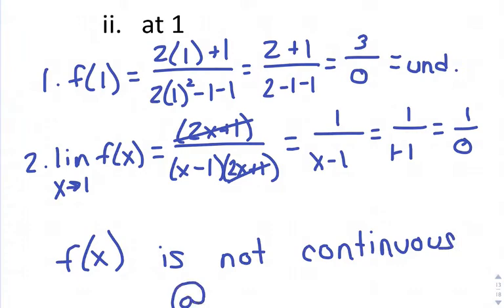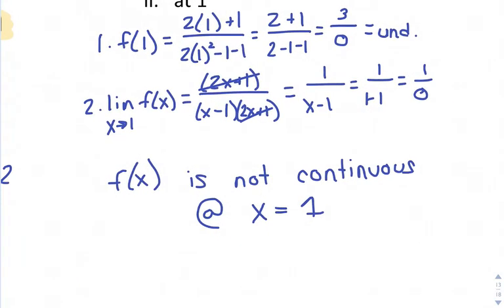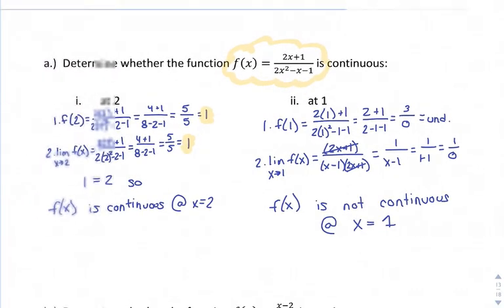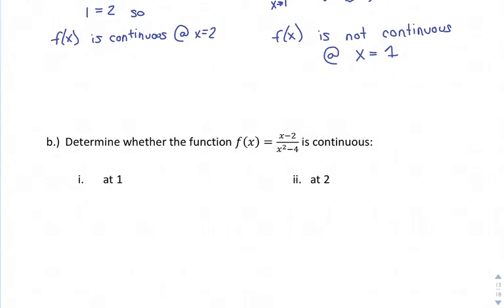And then we say at x equals 1. So that's kind of my checklist. I gotta check that the value of f of a is a real number. If it's not, like, undefined, then I know it's not continuous. Then I gotta check if the limit is also that same number. If it is, then it's continuous. If it's not, it's not continuous. So let's try one more together.